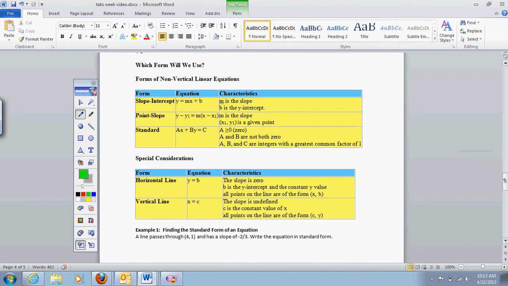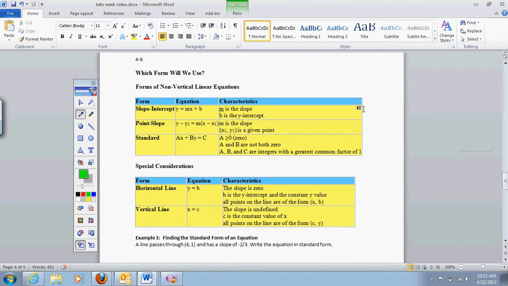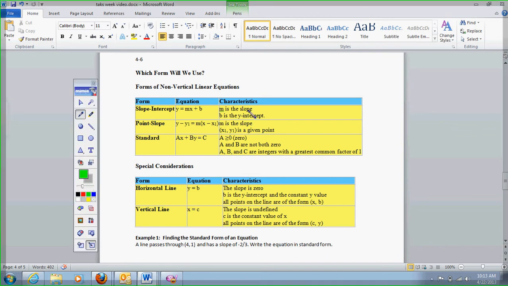Okay, section 4.6. Which form will we use? Well, we know we have the slope-intercept form, y equals mx plus b, where m is our slope and b is the y-intercept. Then we just now learned the point-slope form, where m is still my slope and x1, y1 is a given point on the line. Now we're going to talk about standard form.